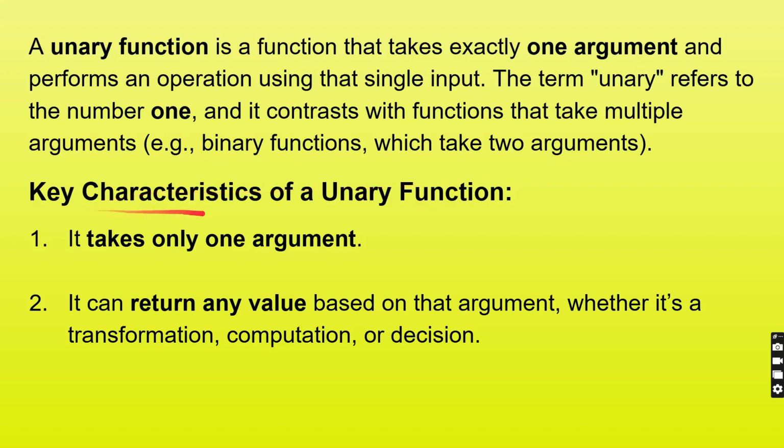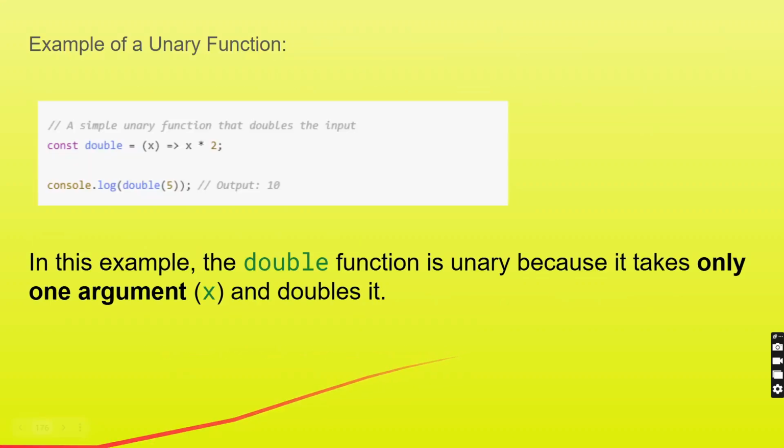Key characteristics of a unary function. It takes only one argument. It can return any value based on that argument, whether it's a transformation, computation, or decision.